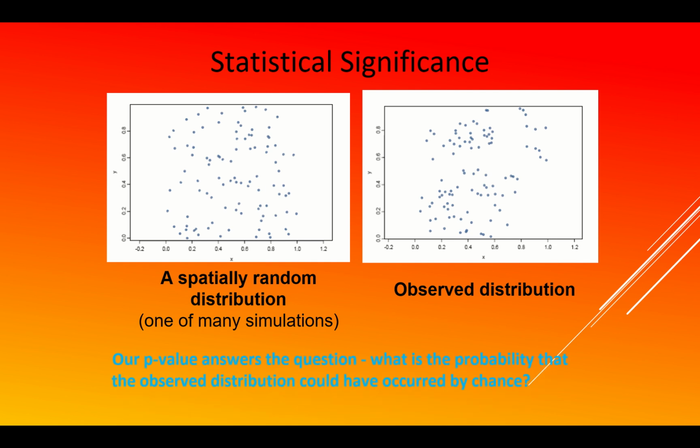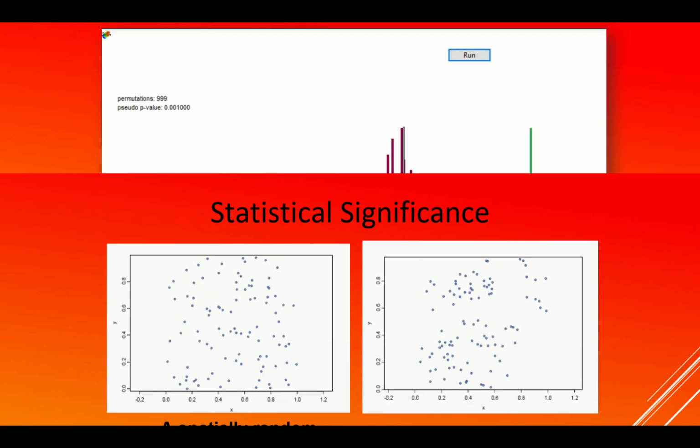So this is how the p-value is generated in GeoDa, and it's called a pseudo p-value because it's generated using computed spatially random distributions and comparing that to the observed.